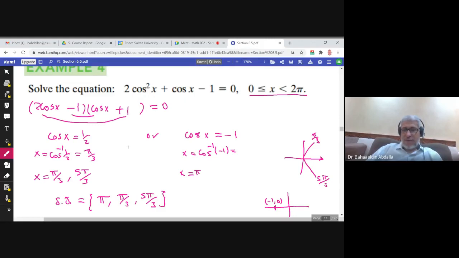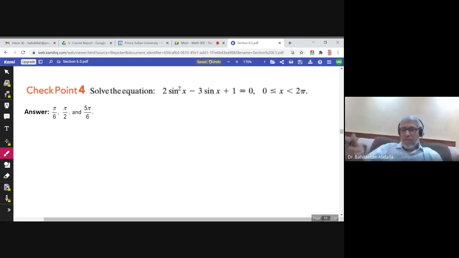You can replace x by pi: 2 cosine square pi plus cosine pi minus 1. See whether the result is 0 or not. Check that your answer is correct. This is the section. Here, this is the objective.